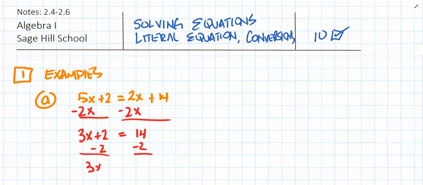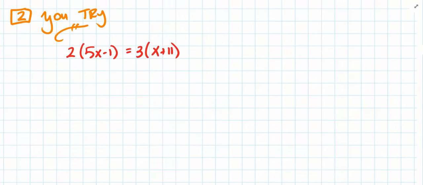So I'm going to get 3x is now worth 12. We're going to divide by 3. We're going to get a value that x is then equal to 4. Okay, is this pretty straightforward now? All right, good.